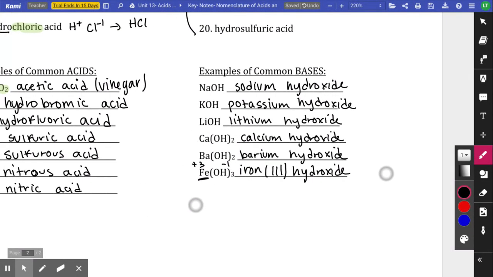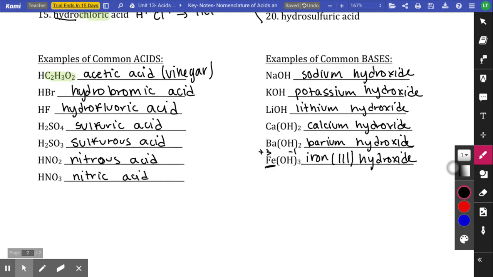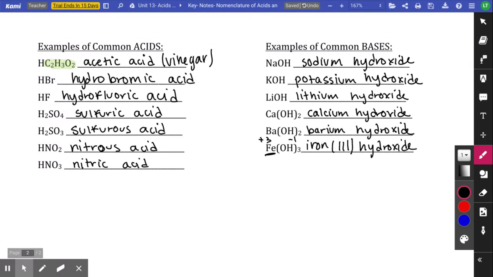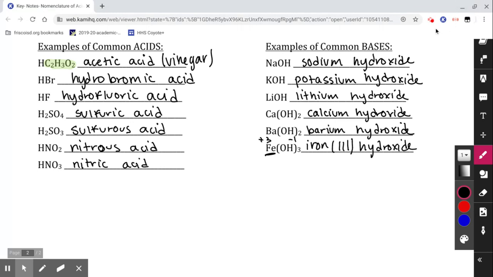All right, guys. So that is about naming acids and bases. So feel free to do those practice problems that I left for you guys, and then check the key that I'll post on Canvas for you. All right? Cool.